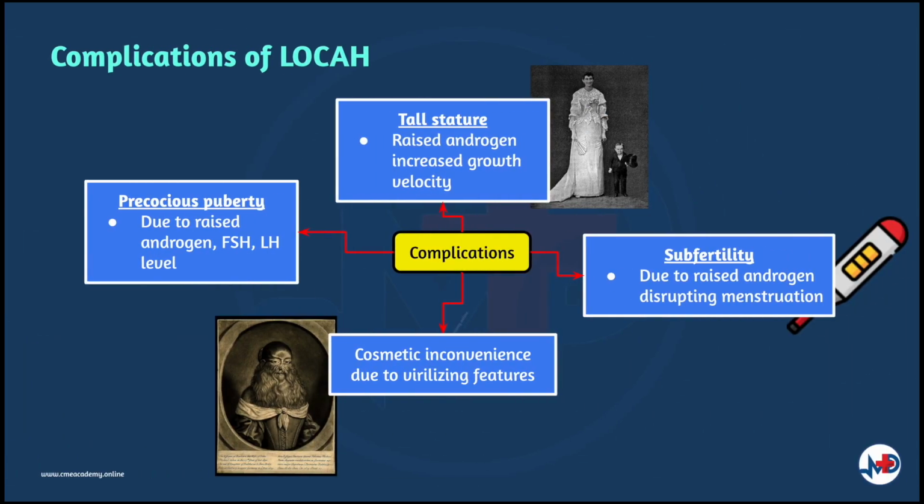Now, this condition may cause some complications. One of them is precocious puberty, which is due to raised androgen, FSH, and LH levels. Some patients may have tall stature as there is raised growth velocity in view of raised androgen levels. Subfertility is also a common complication, and this is due to the high levels of androgen disrupting the normal menstrual cycle. Lastly, patients may also experience cosmetic inconvenience due to the virilizing features of late-onset congenital adrenal hyperplasia, as mentioned earlier on.